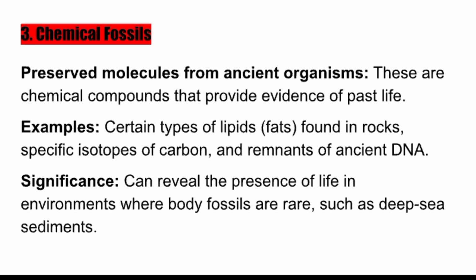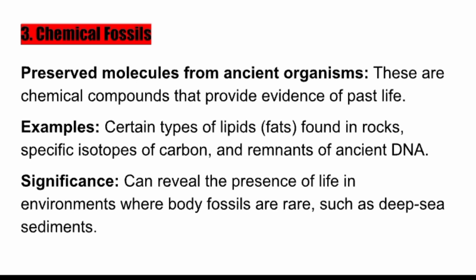Okay, lipids include fat found in rock, specific isotopes of carbon, and remnants of ancient DNA. So a particular DNA sequence found on a particular object or material. So these are examples of chemical fossils. Also, you have heard about carbon dating. So carbon dating is a process by which chemical fossils are identified.